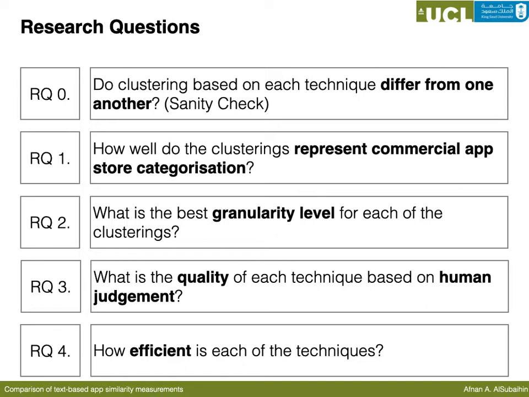The next research question looks into what is the granularity level in which each of these techniques achieves its maximum quality. We tested the quality by measuring the silhouette score, which is a score that measures the quality of clustering solutions. It ranges between -1 and 1. The next question looks into the quality not based on the silhouette score, but based on human judgment. The final question looks into the efficiency of each of these techniques.